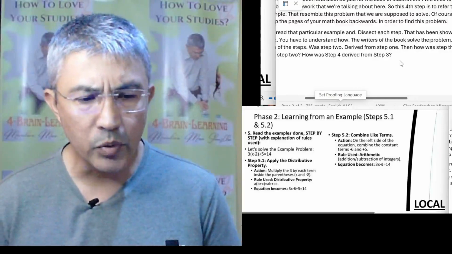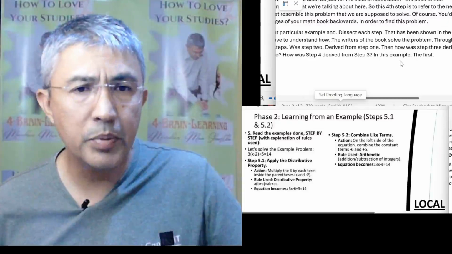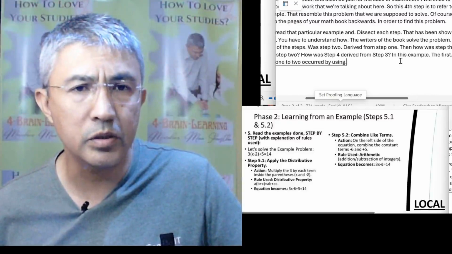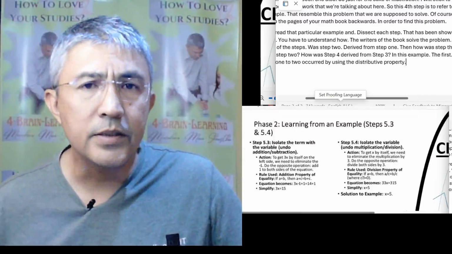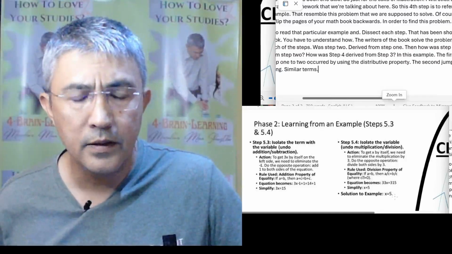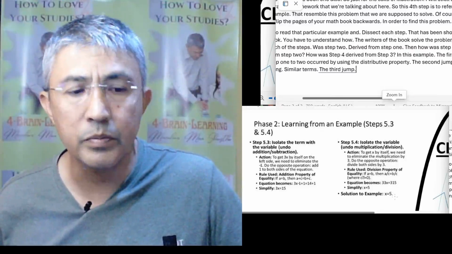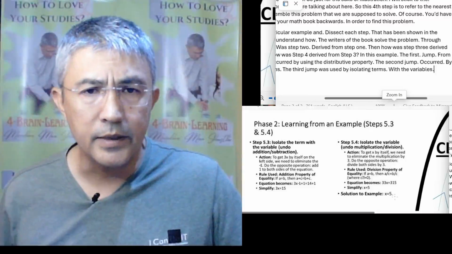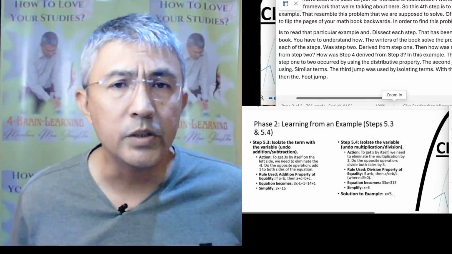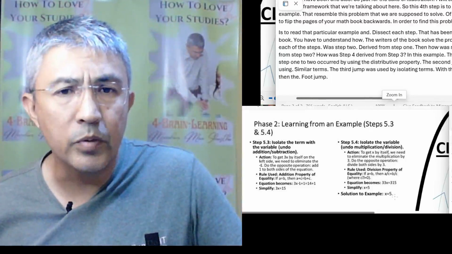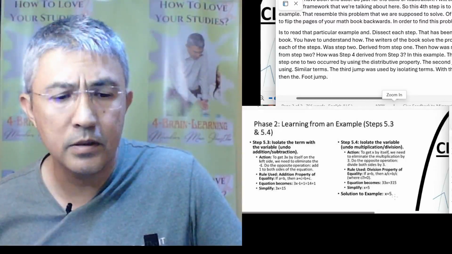In this example, the first jump from step 1 to 2 occurred by using the distributive property. The second jump occurred by combining similar terms. The third jump was made by isolating terms with the variables. And then the fourth jump was done using more isolation of a variable, using multiplications and divisions.